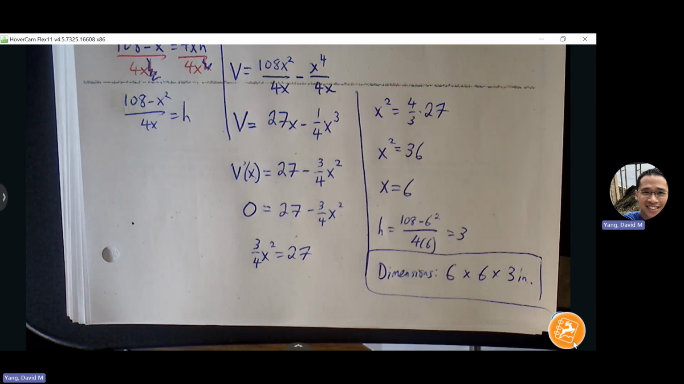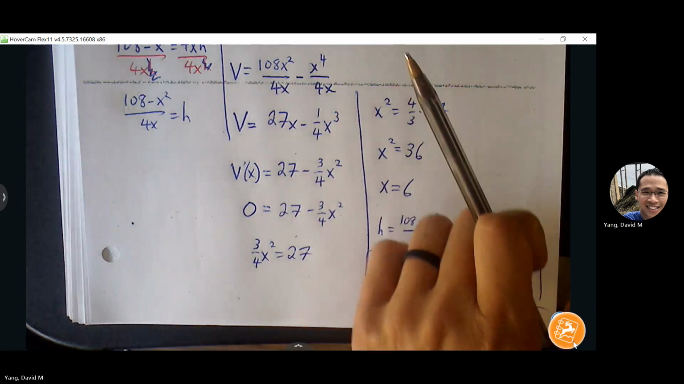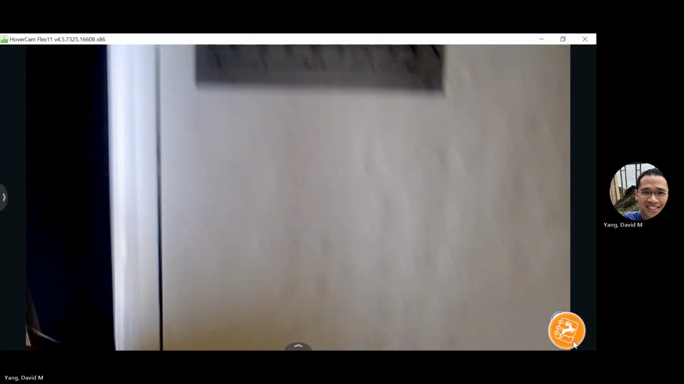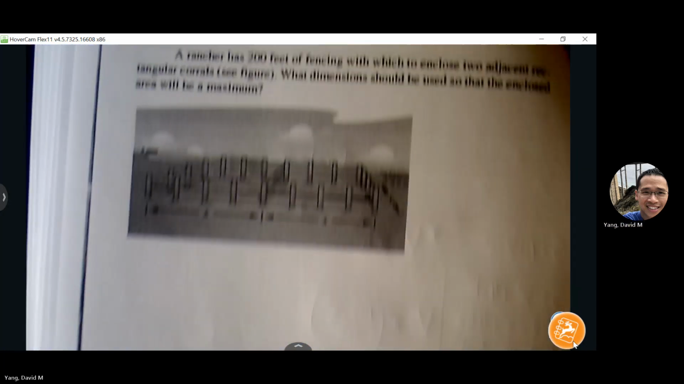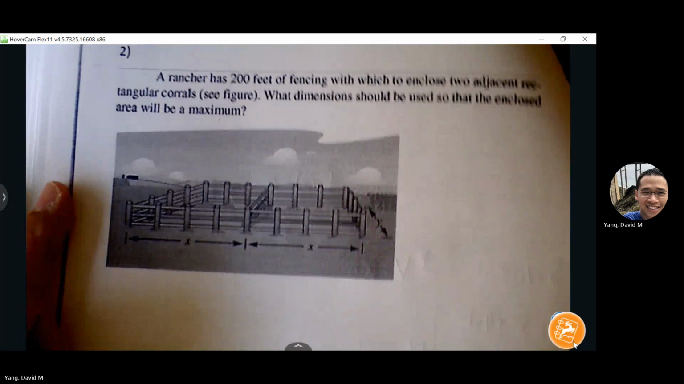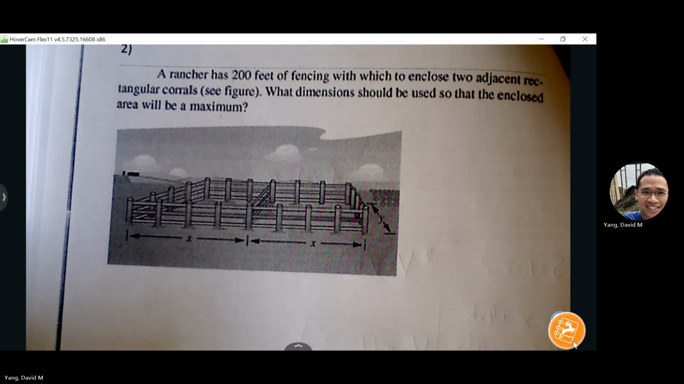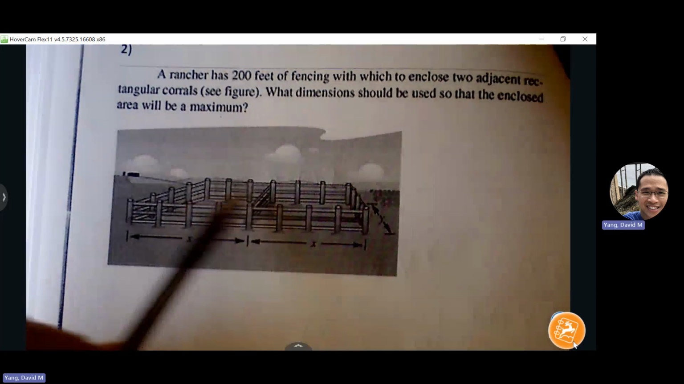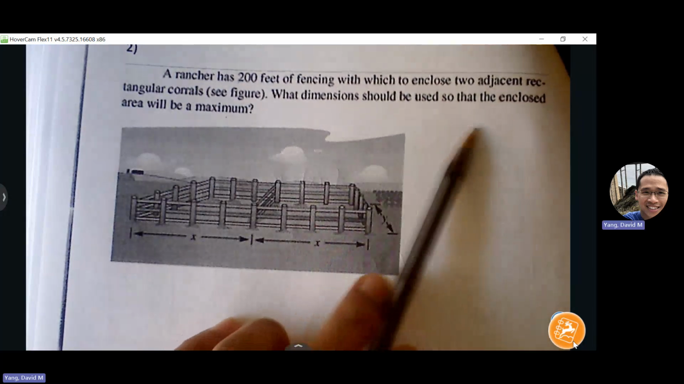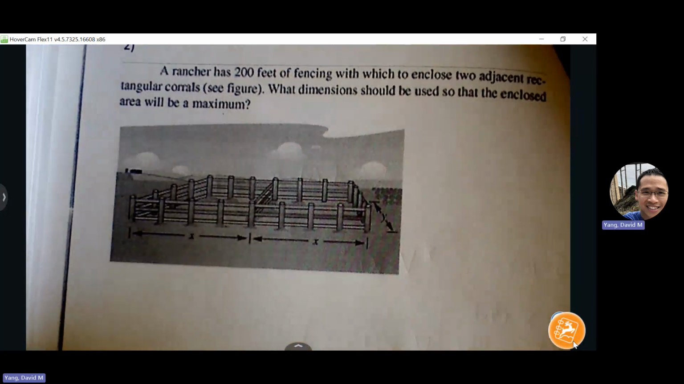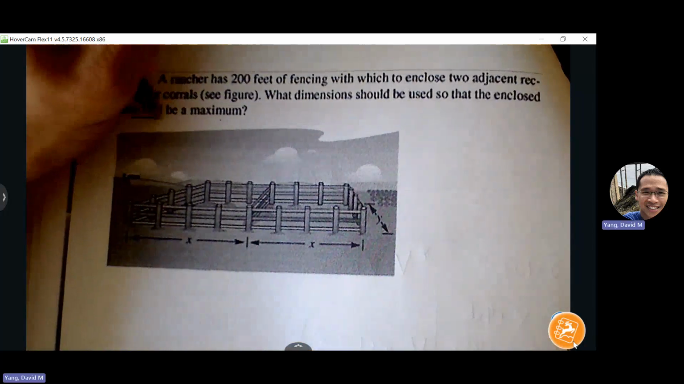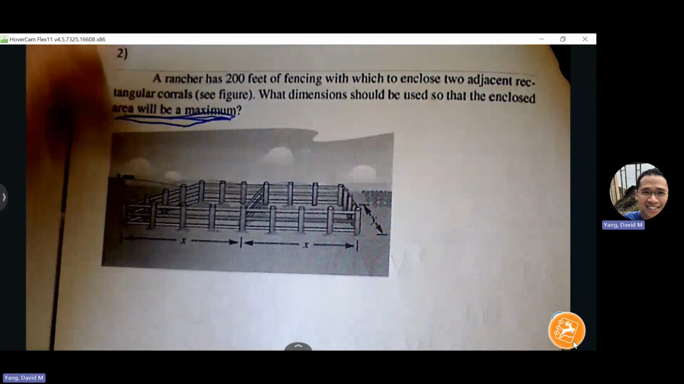Okay, let's try number 2. A rancher has 200 feet of fencing to enclose 2 rectangular regions here. What dimension should we use so that the enclosed area will be a maximum? So we see that word, right? Maximum is describing area.